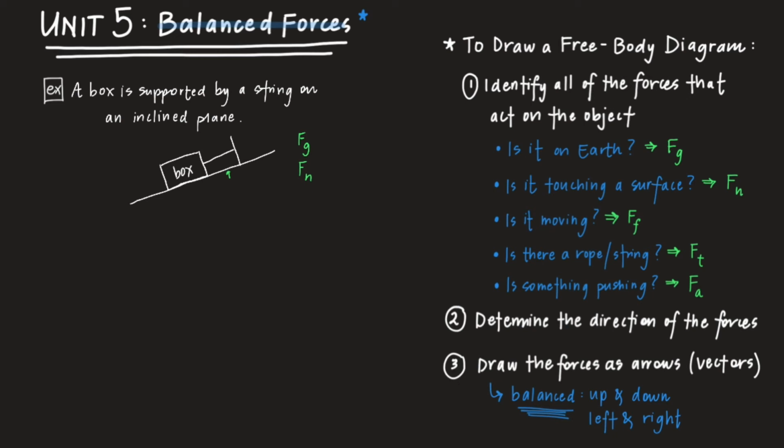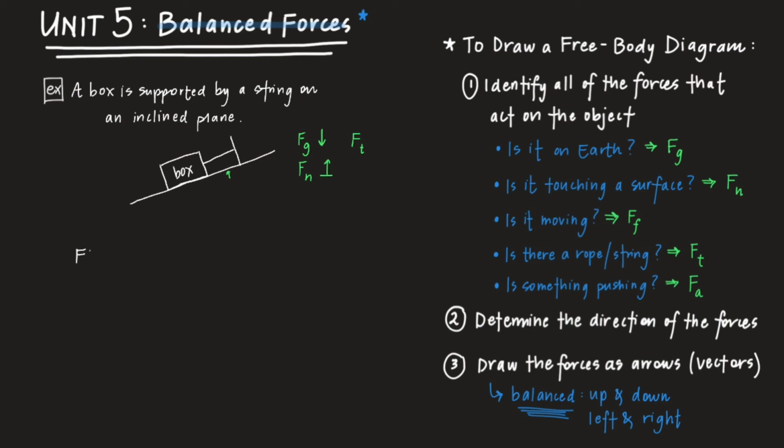Is there a rope or a string? Yes, there is. I do have tension here. It's being supported by that rope, but nobody's pushing, so I don't have the applied force. We know the force of gravity always points straight down. We know the normal force is going to point perpendicular away from the surface, and the tension force is going to point along the rope.